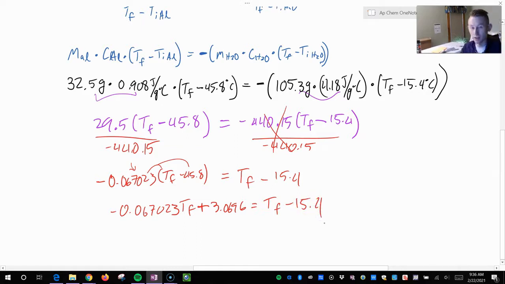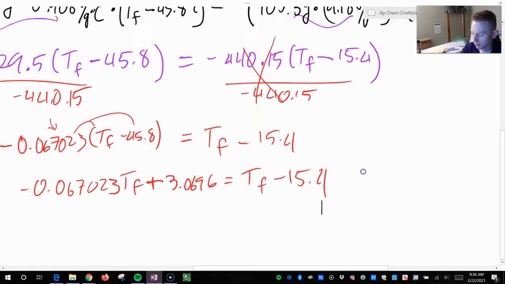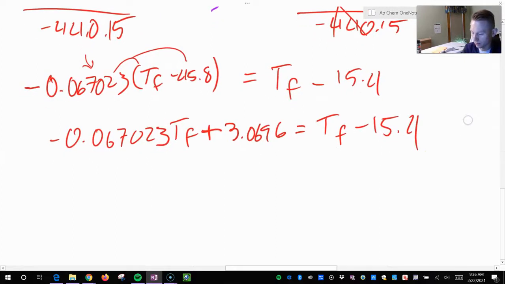The key here is to watch your negative signs. I've messed it up 100 different times because of negative signs, and I've seen students do the same as well. So negative here, positive there. And then we just subtract 3.06 to the other side.